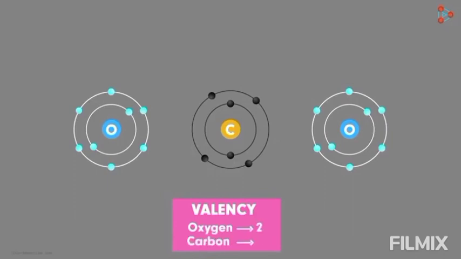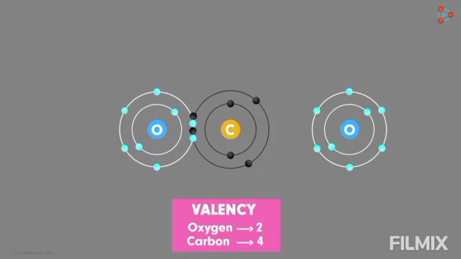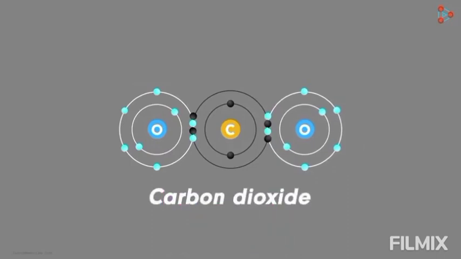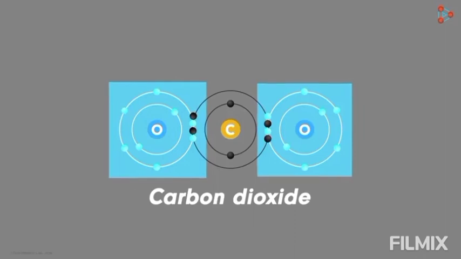This oxygen has a valency 2. Since the outermost shell contains 6 electrons, oxygen has a valency 2 and carbon has valency 4. So one of the oxygens can give 2 electrons and satisfy the valency, and the other oxygen also gives 2 electrons. So the valency is satisfied and carbon dioxide is formed. Here the carbon dioxide molecule is formed by sharing two pairs of electrons.